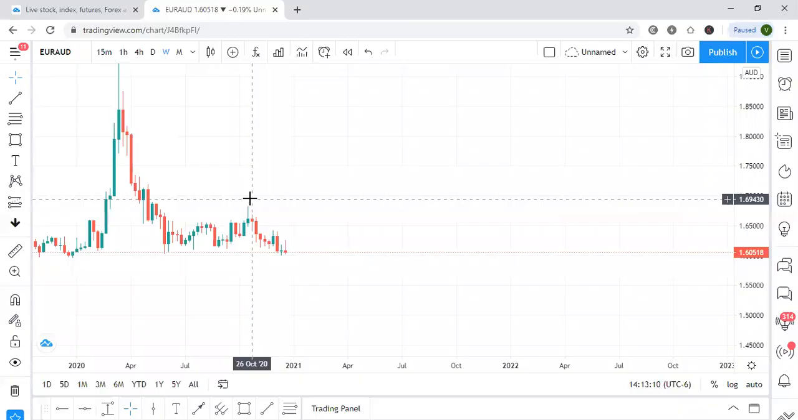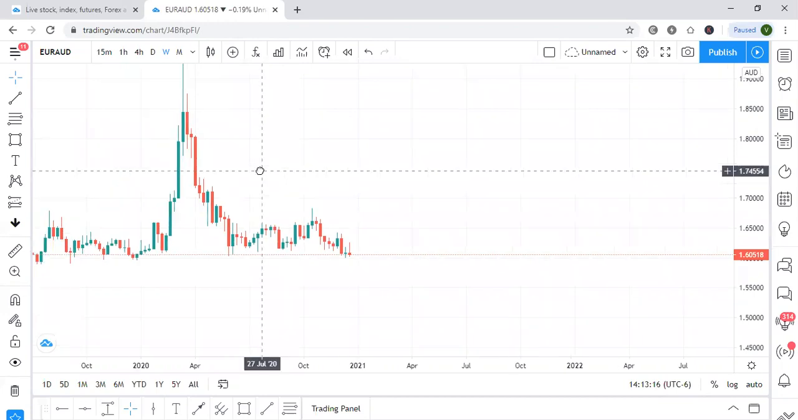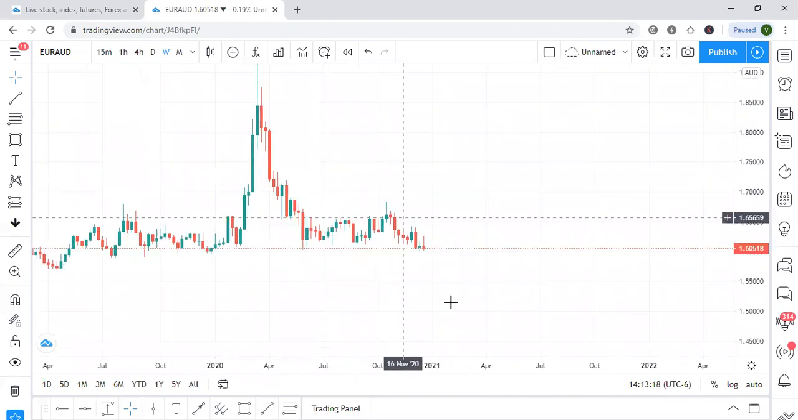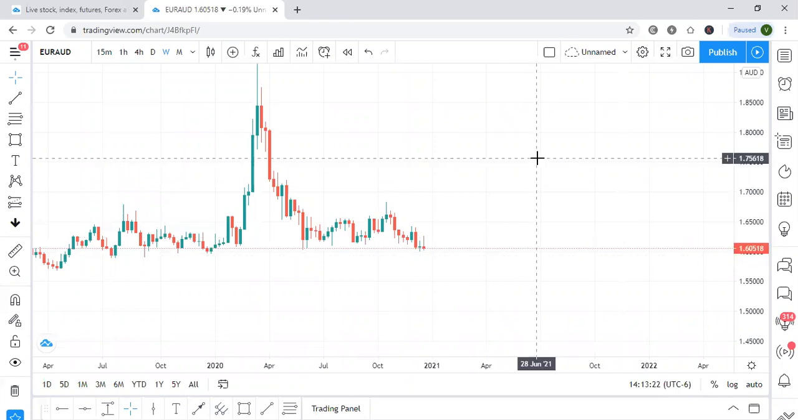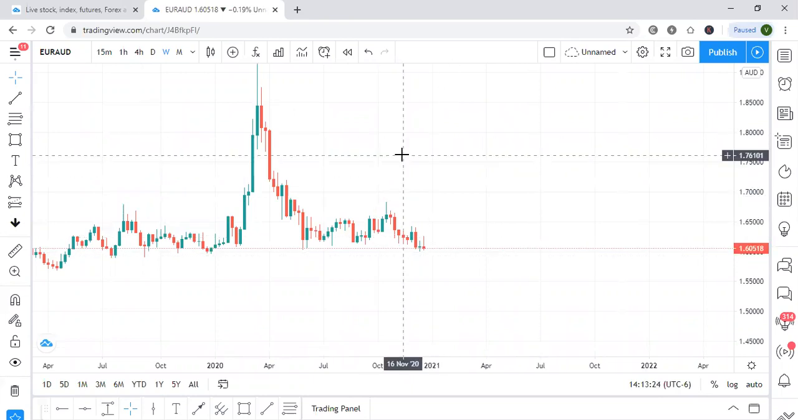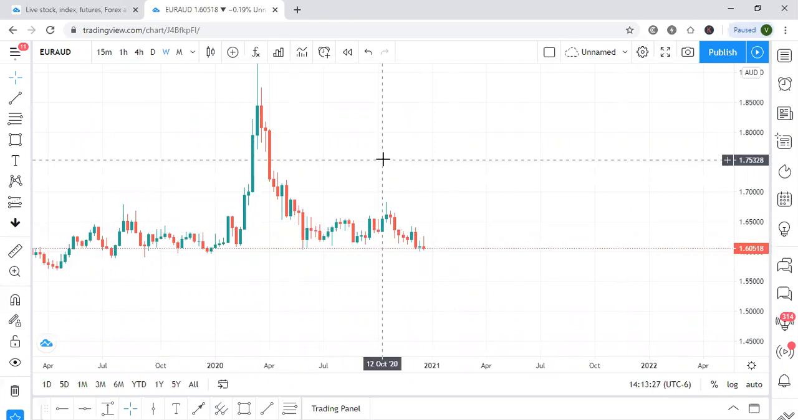Today we'll be looking at the Euro AUD and how we're going to make some good pips by having some good entries as the market opens during this week. Okay, so now we're looking at the weekly chart right here.